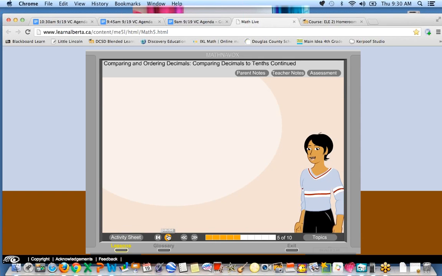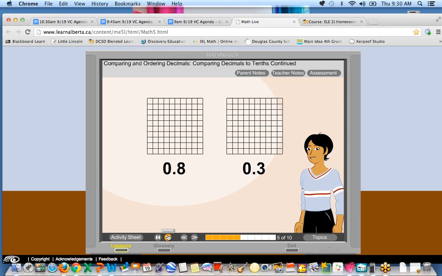Let's look at some more numbers. We'll compare 0.8 and 0.3. We can make it easier by using 100 grids to show the numbers. We'll first fill in the 100 grid to represent the number 0.8. The number 0.8 means 8/10, so we can fill in 8 of the 10 strips to show the number.